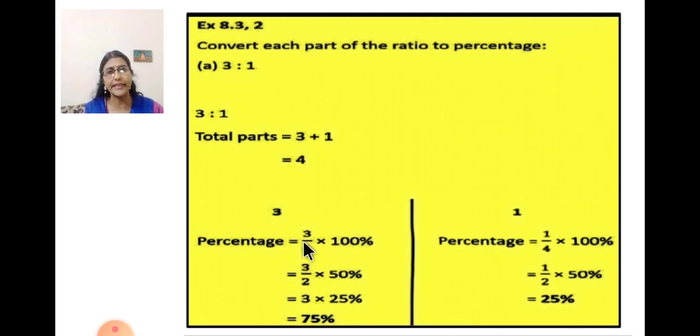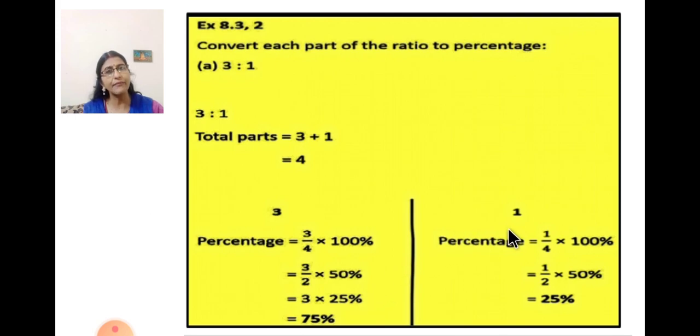So we'll write percentage. To find the percentage, first we'll write this 3, and the total part will be written in the denominator, into 100%. And then we'll reduce. 100 and 4 are both divisible by 2. When you divide, you will get 50 here and 2 here. And then again we will reduce it. 2 25s are 50. So 3 multiplied by 25 is 75%.